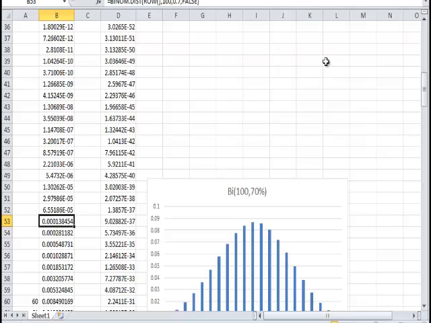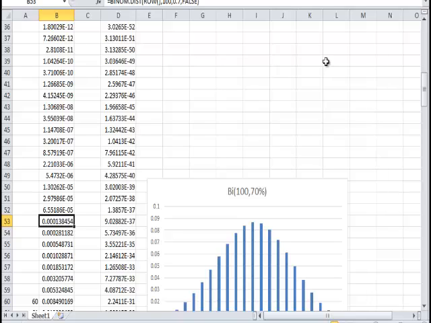So 53 has a chance of 1 followed by 3 zeros. If we convert that, it's 1 in 10,000. So if we have 10,000 trials, then you will see one case in which you have 53 successes. So I'm flipping a coin, or I'm doing something.